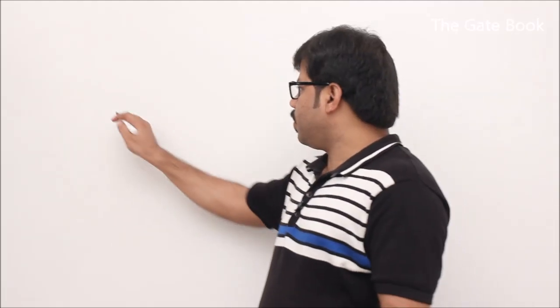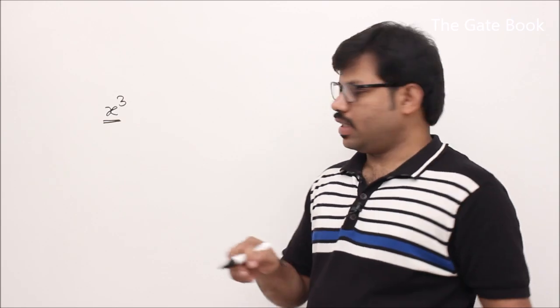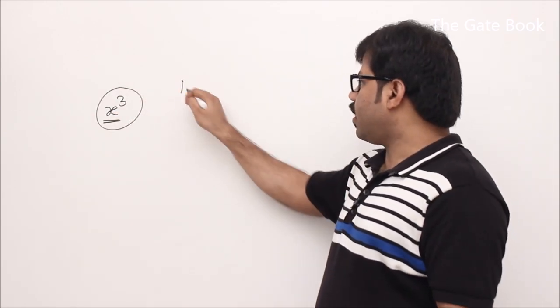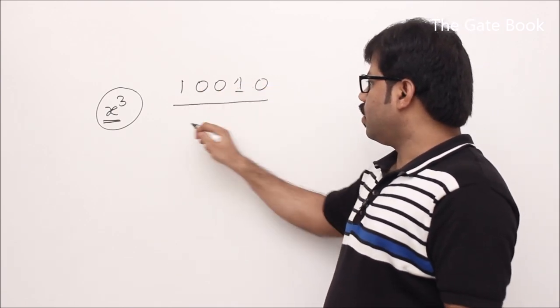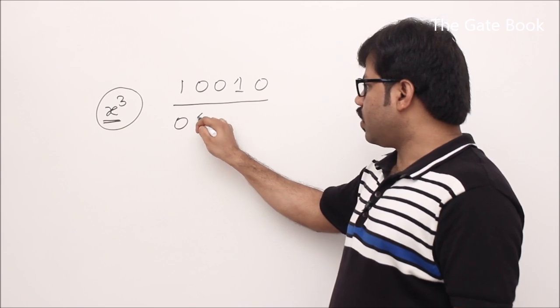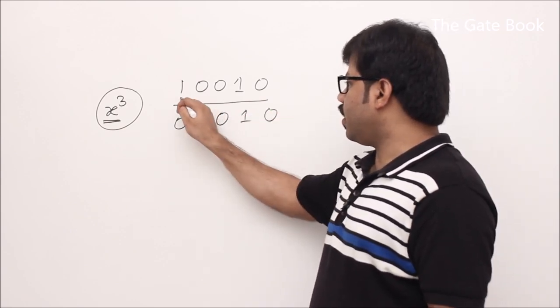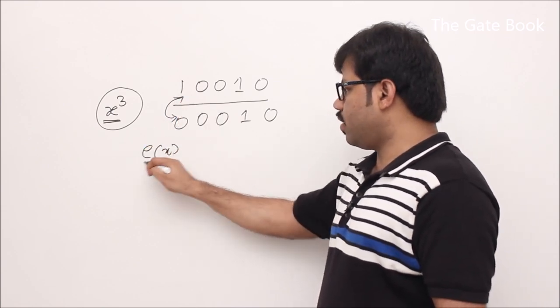Now we'll see x cube. So what is the capacity of x cube? We'll see. Can we use x cube as generator? Let's say your binary pattern is something like 10010, whatever it is, and at the output side or receiver side, let's say you got 00010. That means there is a single bit error, and we know what the error term is, right? Now we have to focus on only the error term, correct?